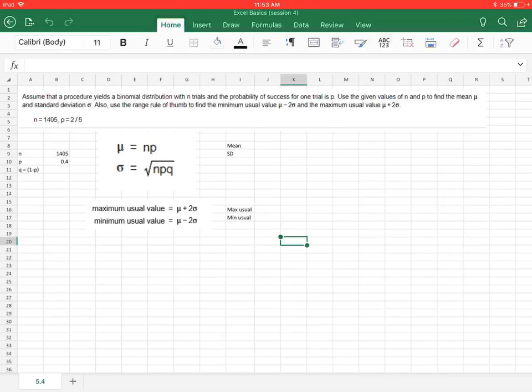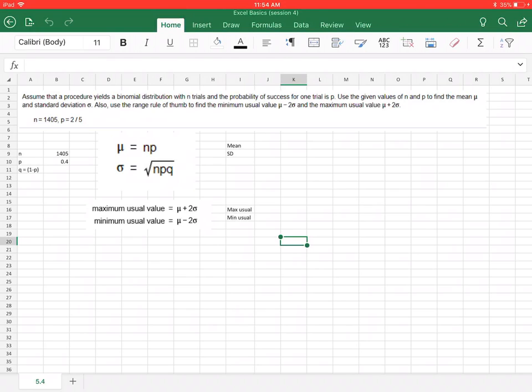Alright, so we're in 5.4 and we're given an n, we're given a p, and we're looking for the mean and the standard deviation of a binomial distribution. So I took a question straight from your homework like I usually do, and it says, assume that a procedure yields a binomial distribution with n trials, and the probability of success for one trial is p.